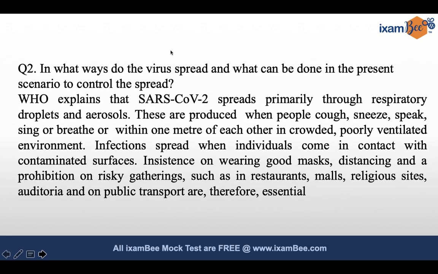Let's see how I have written it in my own words. See, it explains that SARS-CoV spreads primarily through respiratory droplets and aerosols. They are produced when people cough, sneeze, speak, sing, or breathe within 1 meter of each other in a crowded, poorly ventilated environment. Infections also spread when people come in contact with contaminated surfaces. Therefore, insistence on wearing good masks, distancing, prohibition on risky gatherings such as restaurants, malls, religious sites, auditoriums, and public transport are essential. Okay? Did we get that?